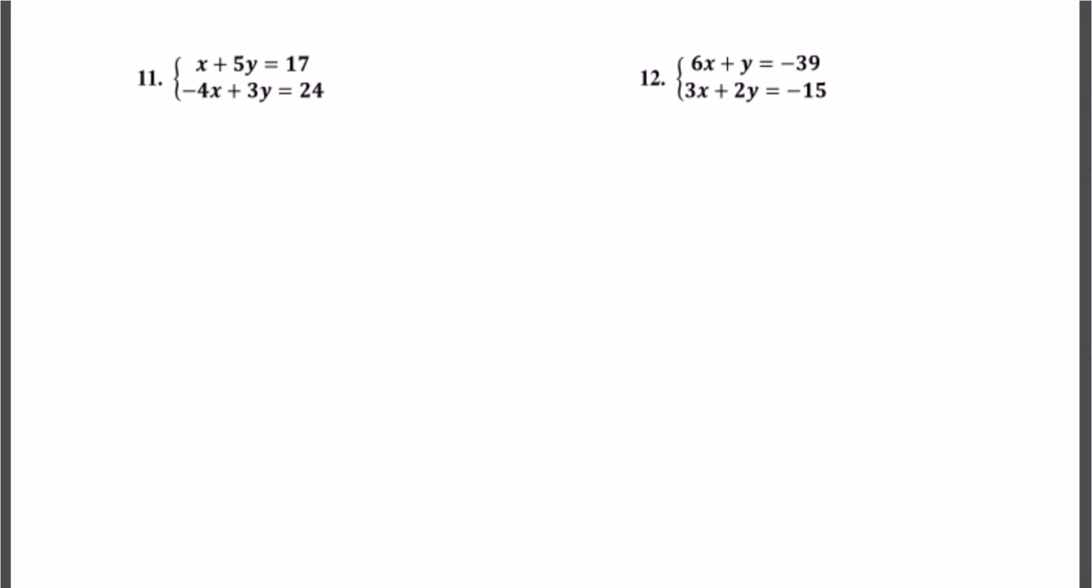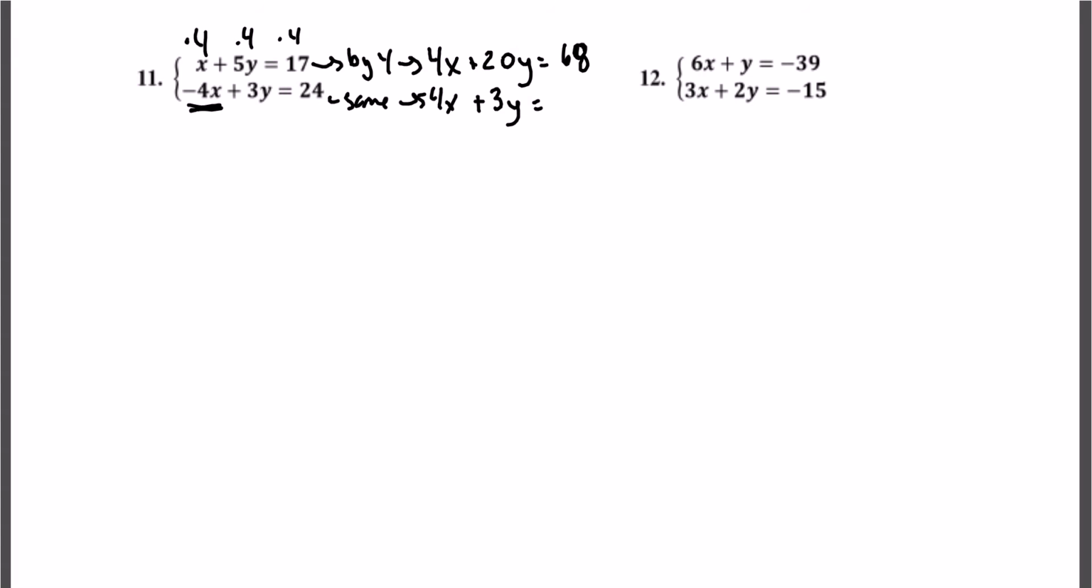Alright, number 11, very similar concept. Once again, I look at 11. I have an x, and then I have x's that are already opposite signs. So I'm going to multiply the top one by 4. Because if I multiply the top by 4, I'm going to get 4x plus 20y equals 68. Now I'm going to keep the bottom the same, because then I'll have negative 4x plus 3y equals 24.